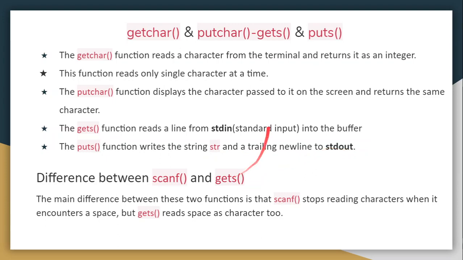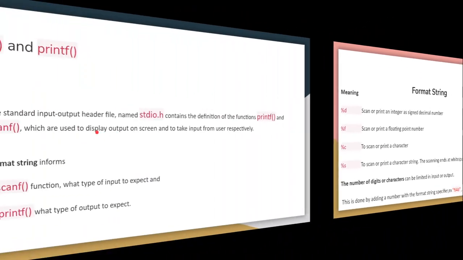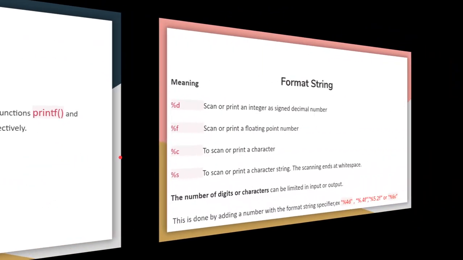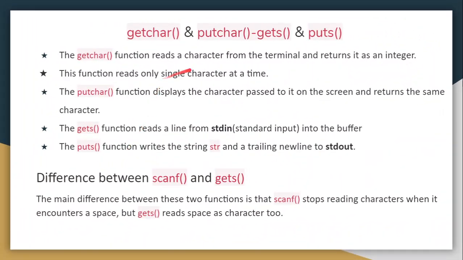Okay, so previously we have seen printf and scanf. They are also input and output statements. They are all the statements, and we also have gets, puts, that is getchar and putchar. So these are all the input and output functions available in C.